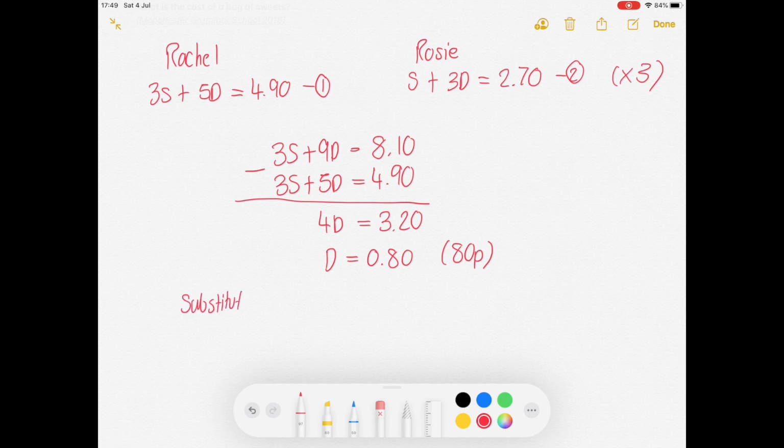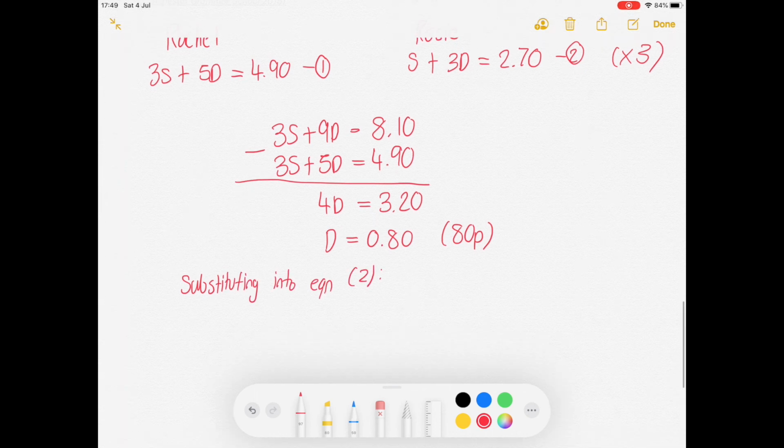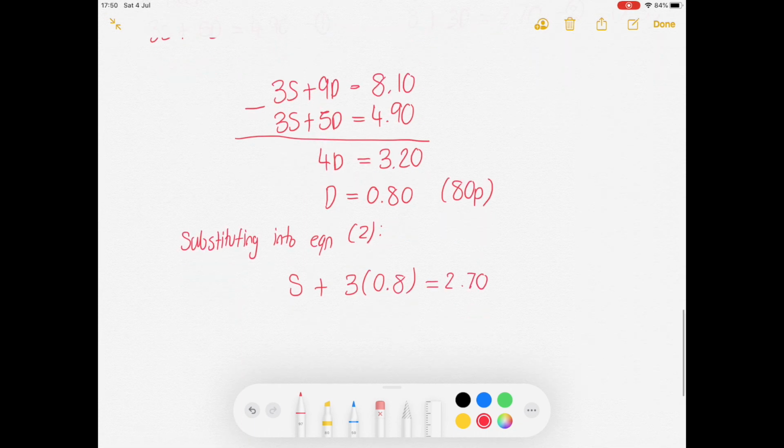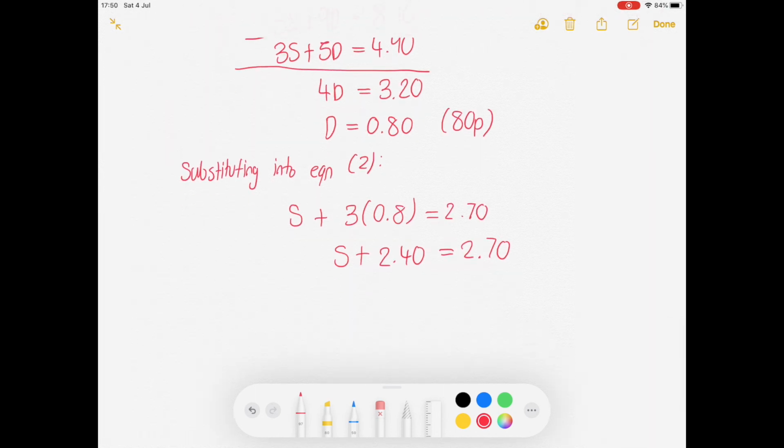So substituting into equation, I'm going to pick 2. Anytime I see a D, I'll write 0.80. So I'm going to do S plus 3 bracket 0.8 equals £2.70. So that gives us S plus £2.40 equals £2.70. So what's stopping us from having S on its own? It's the £2.40. So we're taking away £2.40 from both sides. S equals 0.30, which is 30p. And then we'll just underline our answers to finish.